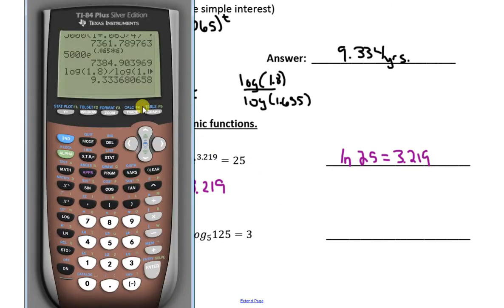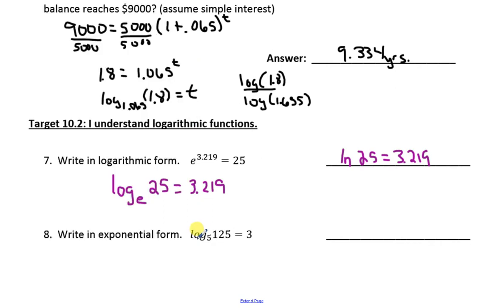And if you notice on your calculator, here's your natural log, right underneath the log button. And if I do natural log of 25, that actually is the right answer, or pretty close. Write in exponential form. So to rewrite this, it's just 5 to the third power equals 125.